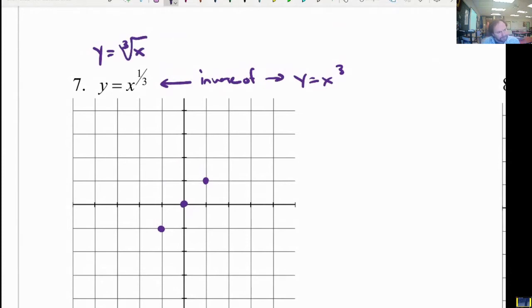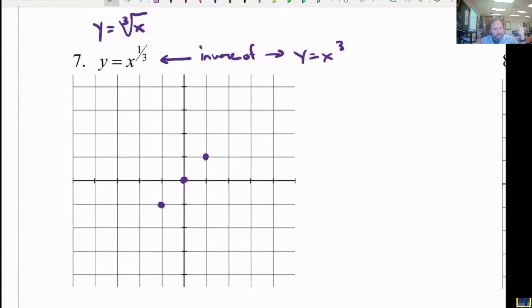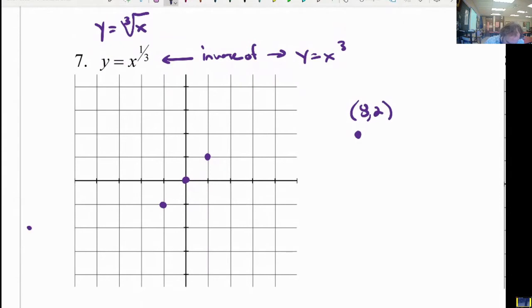Same thing. Now, this is going to basically do the opposite of the other function. Instead of 2 going to 8, 8 is going to go to 2 because the cube root of 8 is 2. So we're going to have a point way out here. That point is 8, 2. We're also going to have a point way over here on the edge of your paper, which is negative 8, negative 2. So you get the same kind of graph shape, but it's turned on its side.